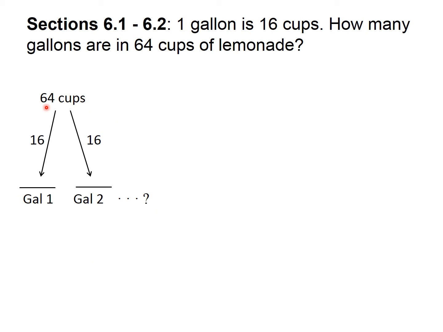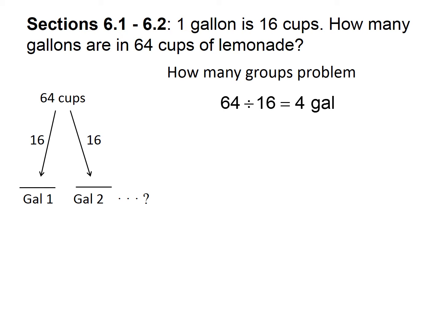We're going to take our 64 cups. 16 of those cups are going to go to our first gallon, another 16 into our second gallon, and we'll keep going until we run out of cups of lemonade. From this picture we see that this is a how-many-groups type of problem that we'll solve by taking the number at the top, dividing it by the number in the middle, and we get our answer of 4 gallons.